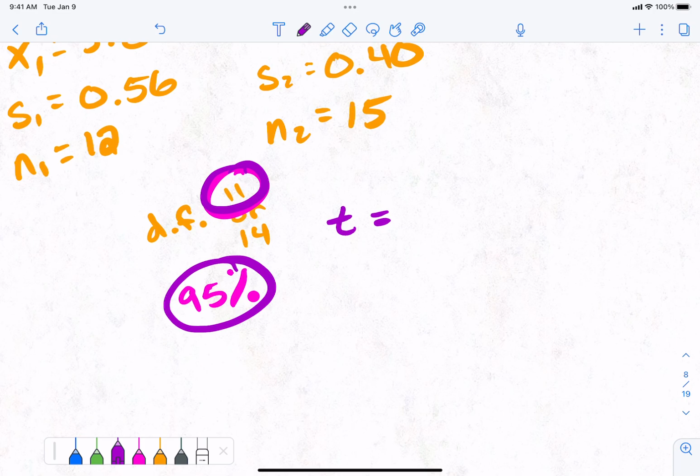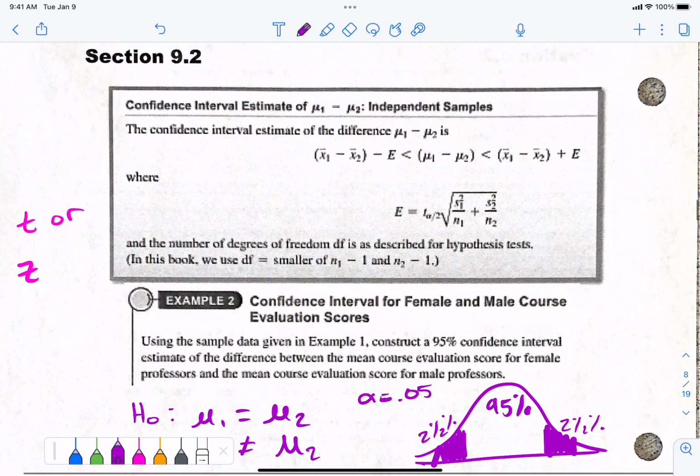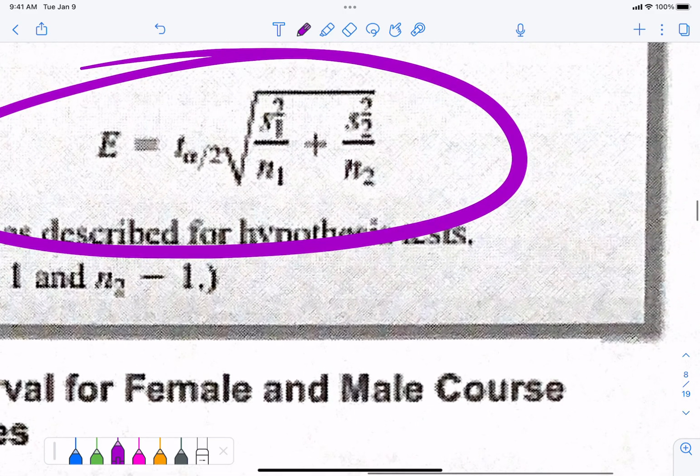T chart. 2.201. Did you guys all find it? Yep. Okay, we need that guy. All right, now we need to calculate the error. Okay, we need to calculate the error.